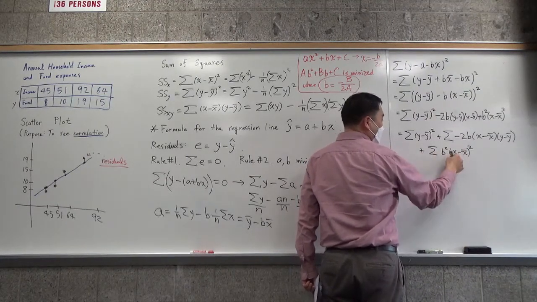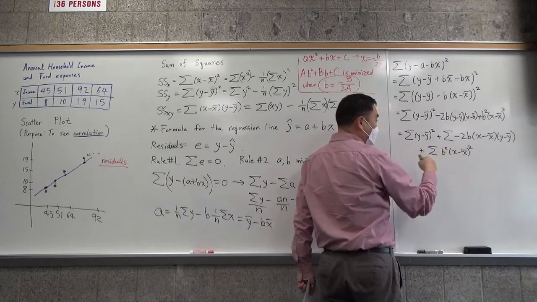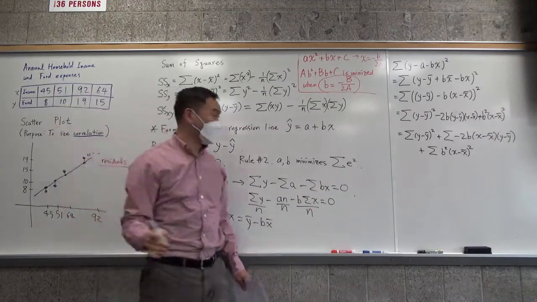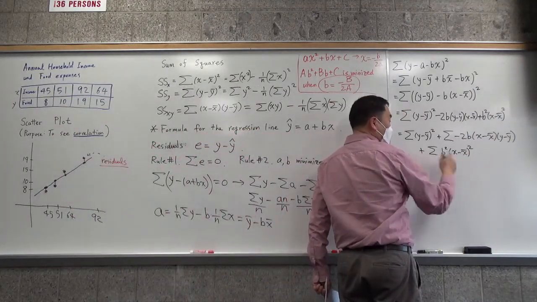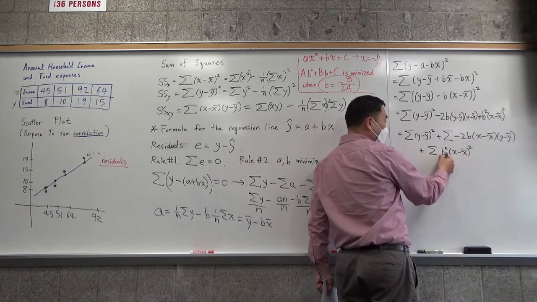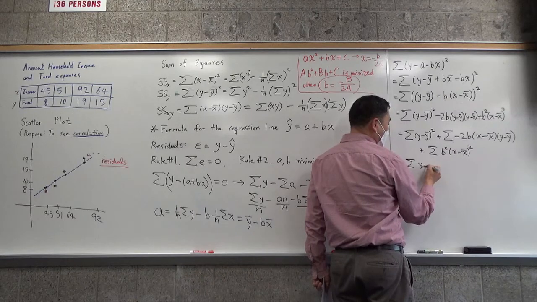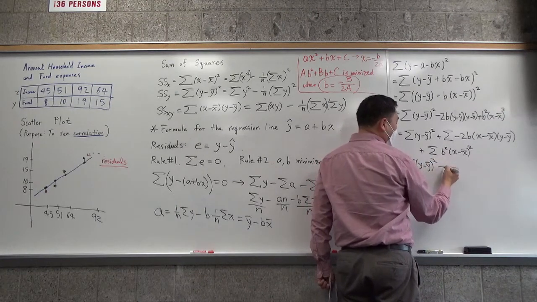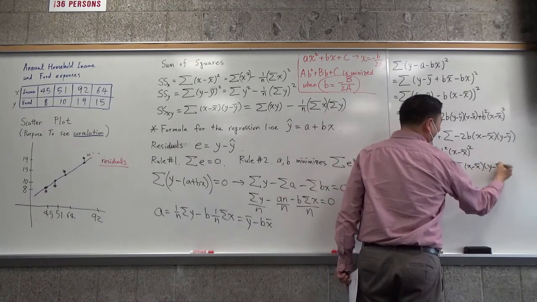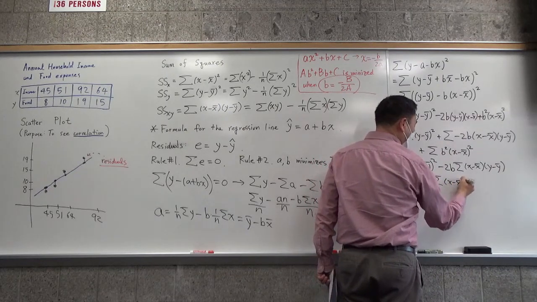I can't bring this out because x is changed, right? X bar stays the same, but x is changed. You're adding them over the sample, so x could be like 45, 51, 92, 64. It changes. So these you can't bring outside the summation, but if there's a factor that doesn't change, you can always bring it outside the summation. So the result is like the following. It's a sum of the y minus y bar squared, minus 2b summation of x minus x bar y minus y bar, plus b squared summation of x minus x bar squared.